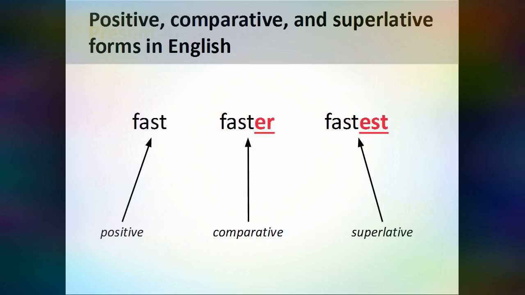When a comparison is being made between three or more persons or things in a sentence, the superlative form of the adjective is used. In English, the superlative is usually formed by adding the suffix est to the positive form of the adjective. You can see the superlative form of fast, or fastest, on the screen. As we will see in this presentation, German constructs the comparative and superlative forms of its adjectives in a similar manner.